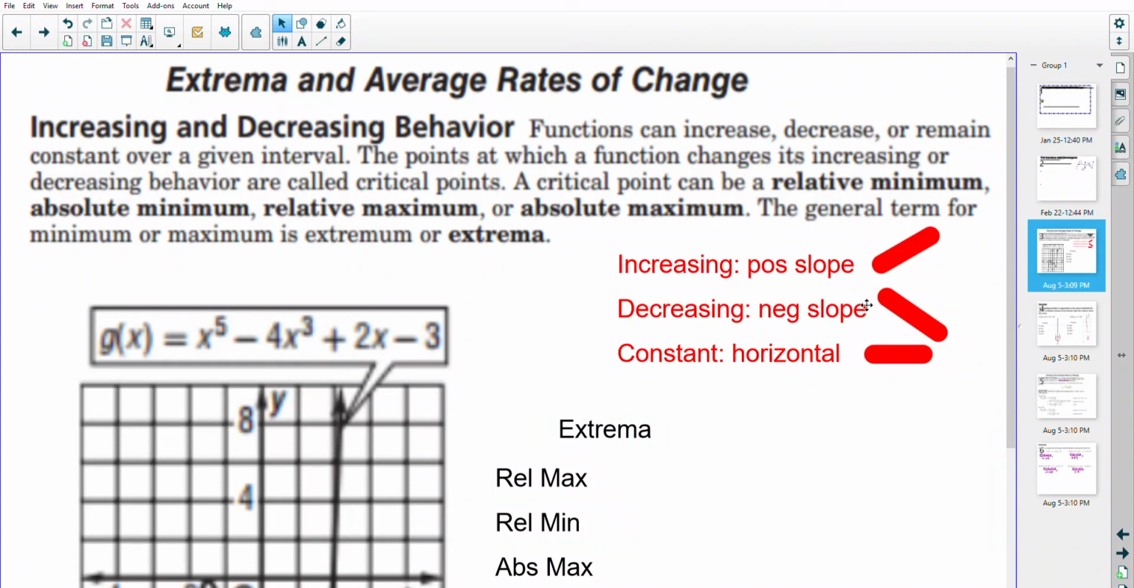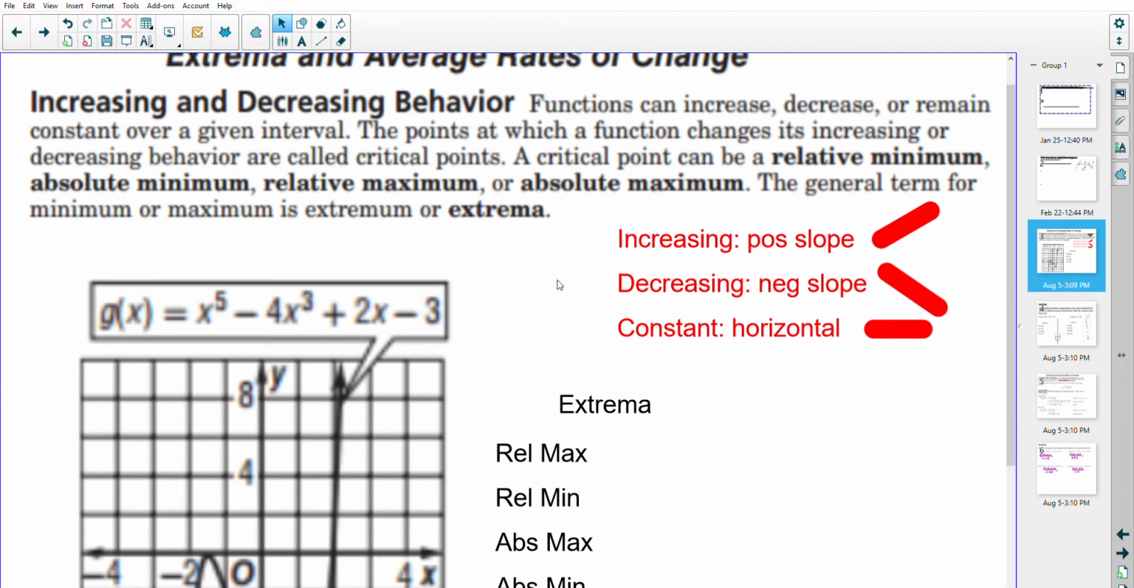Is a function increasing, decreasing, and what are the relative min, max, and absolute min and max? To figure this out, we're going to look at a graph and first cover the increasing, decreasing, constant notion.